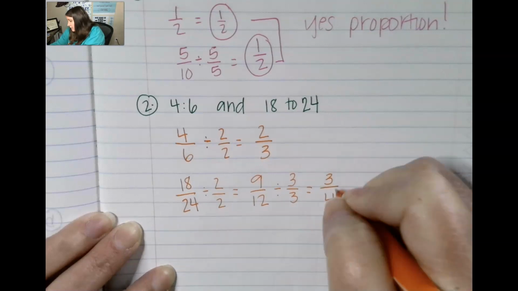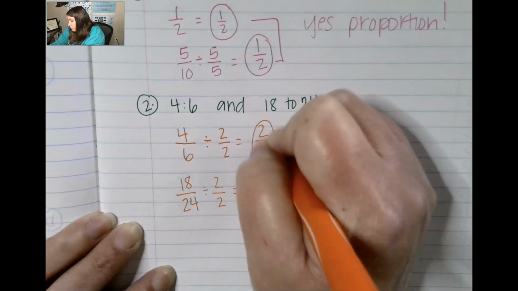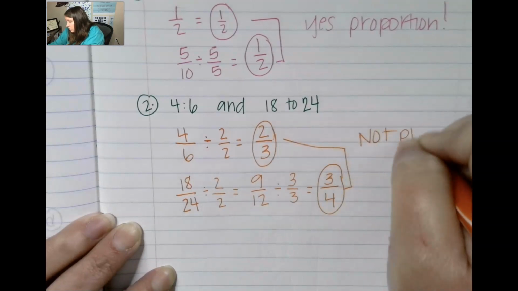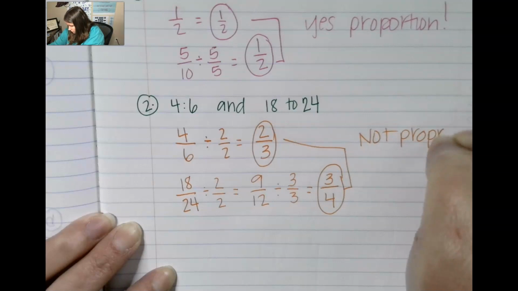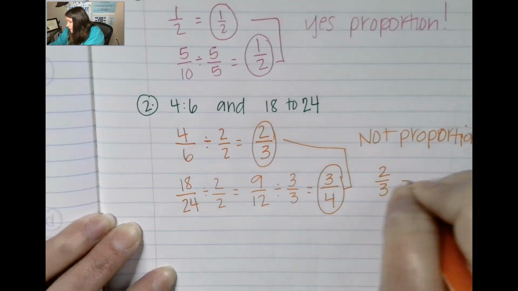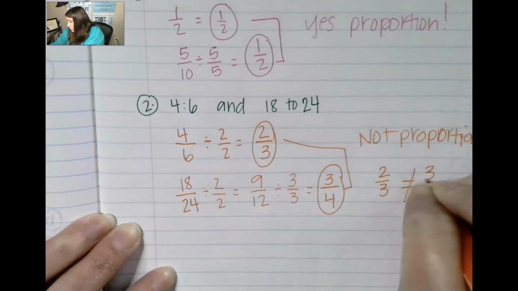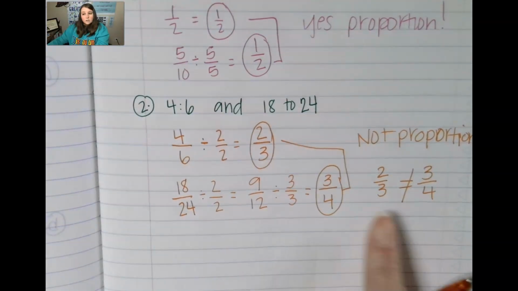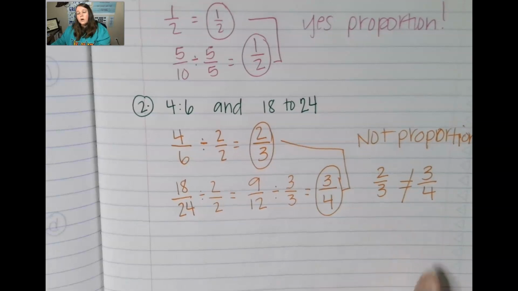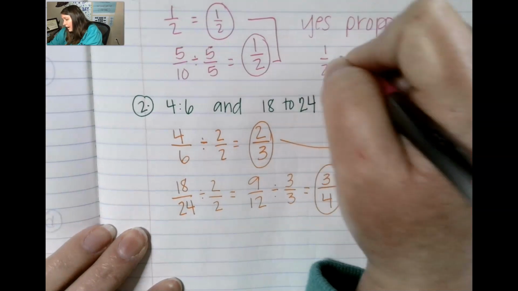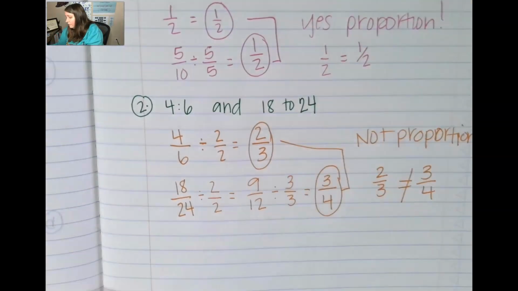Well, that's done. 3 over 4. These are not proportional. And these ones are not proportional because 2/3 does not equal 3/4. They are two different fractions. So because they're not equal, they do not form a proportion. Up here, this one was yes because 1/2 is equal to 1/2.